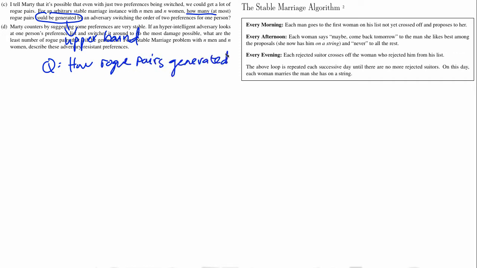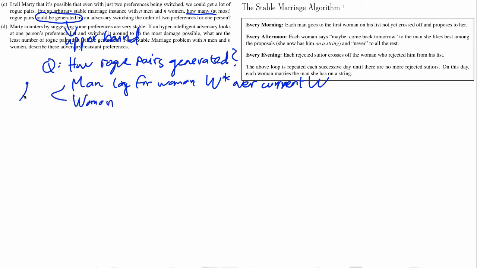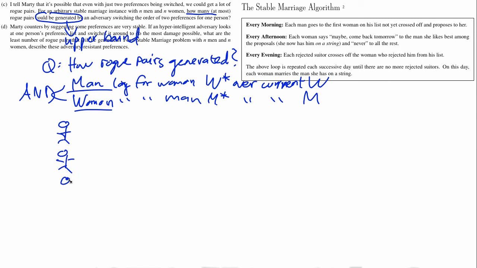And from our discussion in 6D, the man has to long for woman W star over his current W, who he's paired with right now, and the woman, this is an and relation, longs for man M star over her current M. So generally the algorithm gives us great control over the men, but we'll see in a few moments that it doesn't really matter which relation you look at first. But let's just first picture the men for a moment.